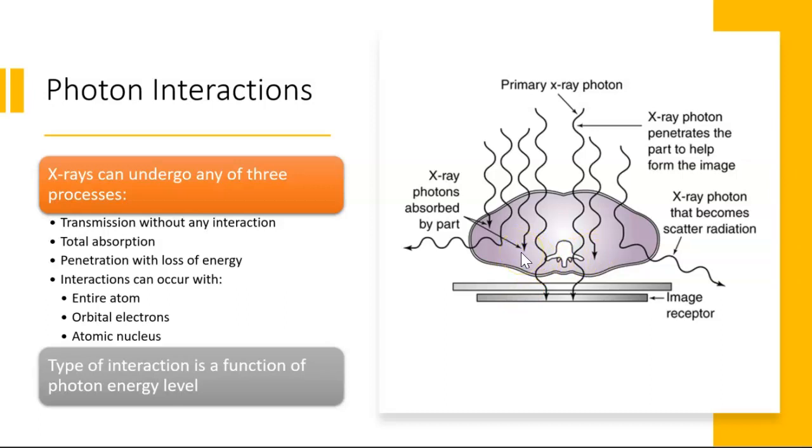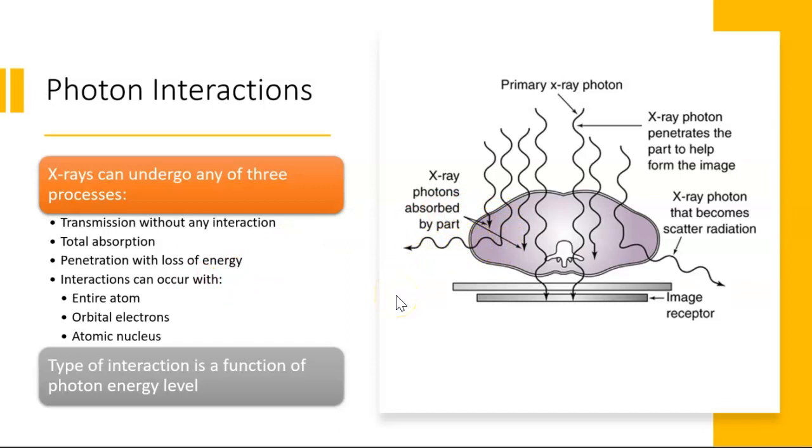Or they can be scattered, okay? So here they're coming in and changing direction. Any photon that changes direction is called a scattered photon, okay? What that means is they've gone through the body and they've lost some energy. When they lose that energy, they change direction, okay?